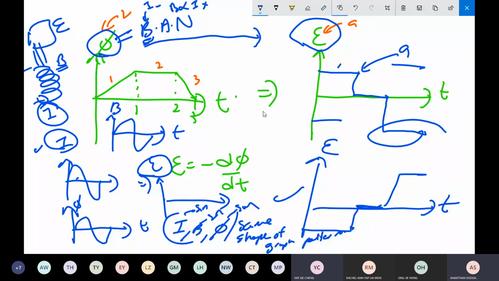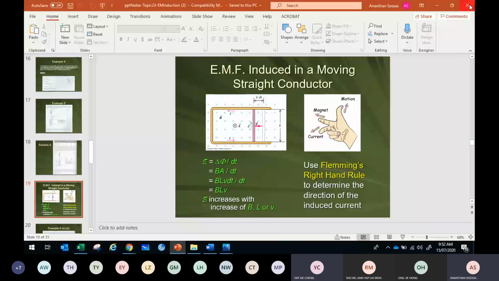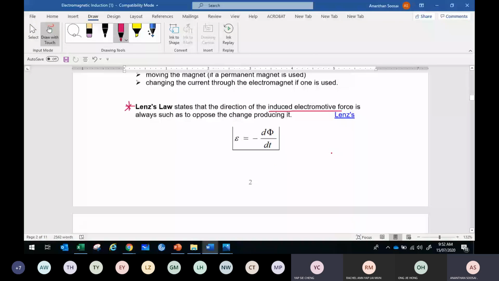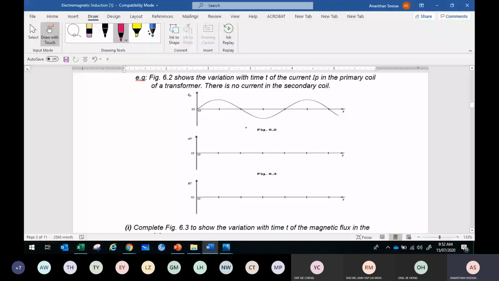Okay, I hope you understand. Okay, let's go to the word file. Can you draw for me? This is the last part of today's class one. Can you draw for me how these two graphs look like?